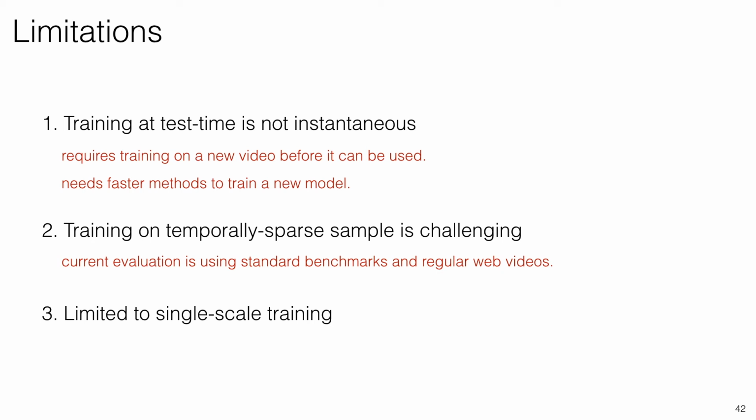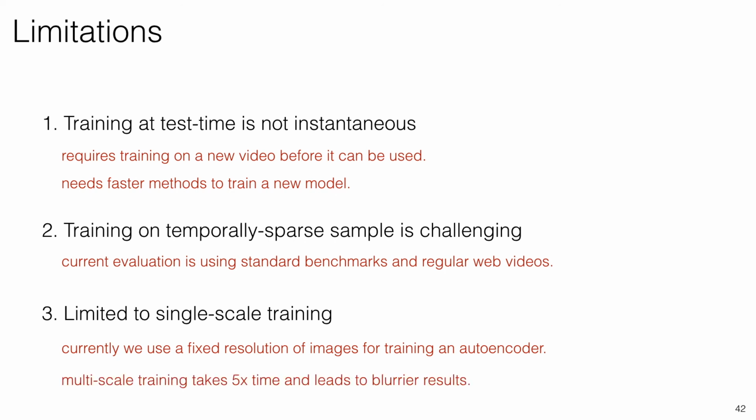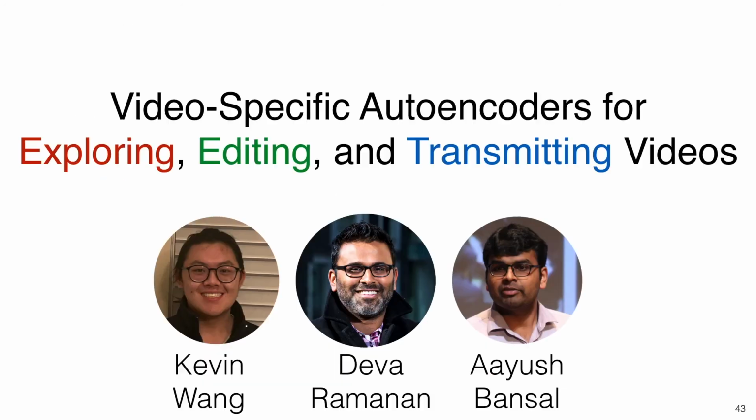Finally, we restrict the training of a video-specific autoencoder to a single scale. While it is sufficient to do a lot of tasks, multi-scale training allows us to further leverage the internal statistics of video to get resolution better than the original video. The downside of using multi-scale training is that it takes 5x time for optimization and leads to blurrier results. We leave these crucial challenges for future research.